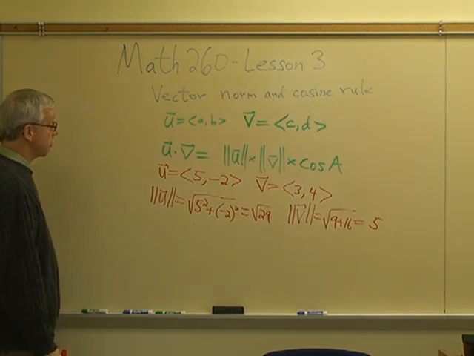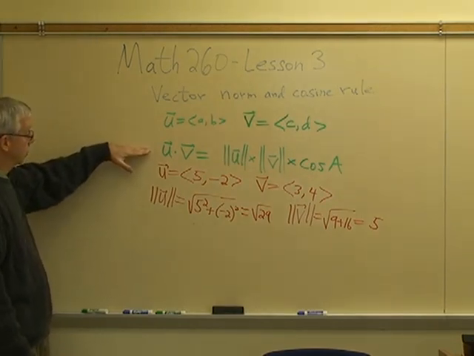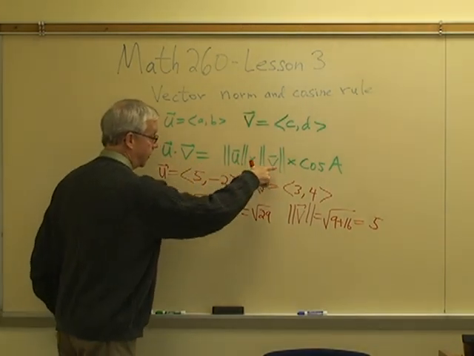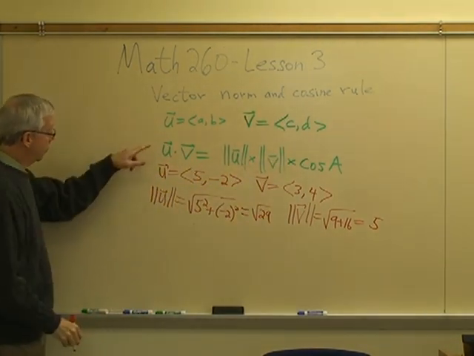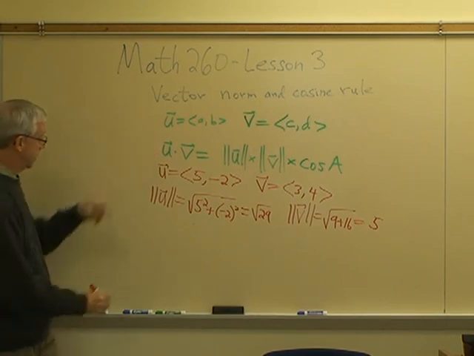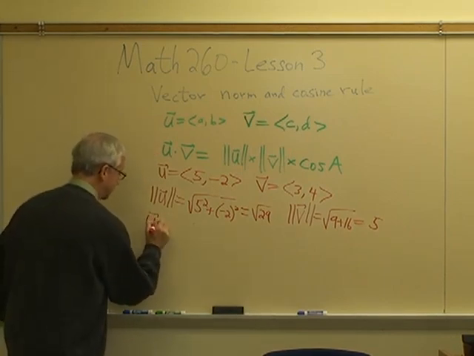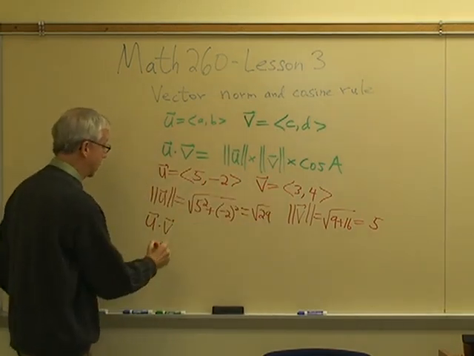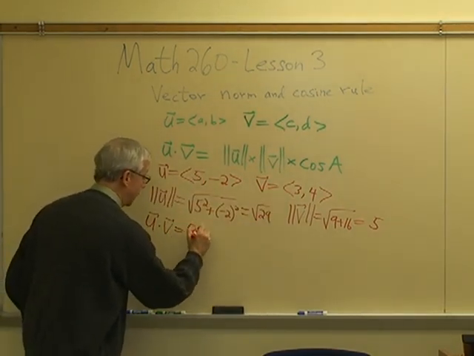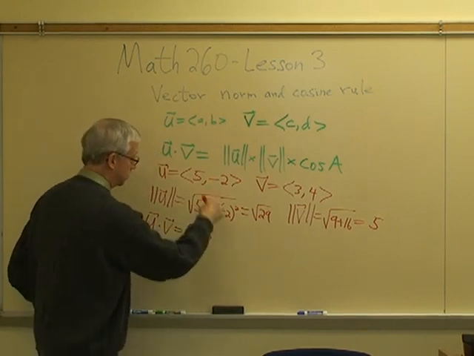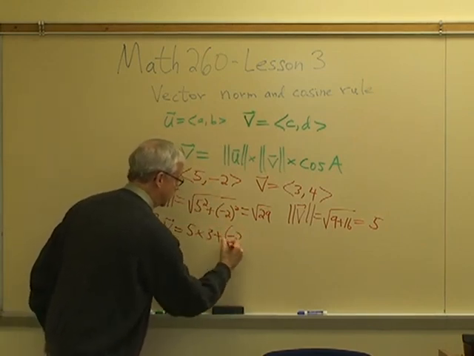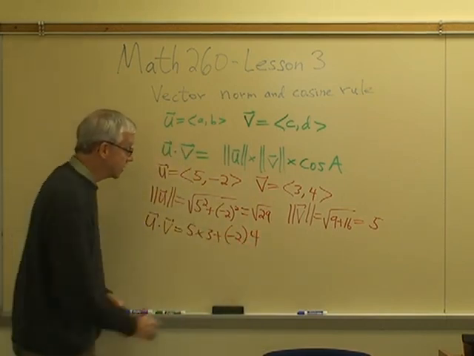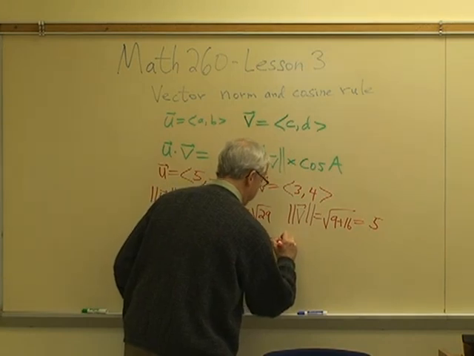Made that one easy. So now by my cosine rule, the dot product is the product of these lengths times the cosine of the angle, but we already know how to compute the dot product. In this case, u dot v is just the sum of the products of the corresponding elements. So it's 5 times 3 plus negative 2 times 4. So that's 15 minus 8, which is 7.